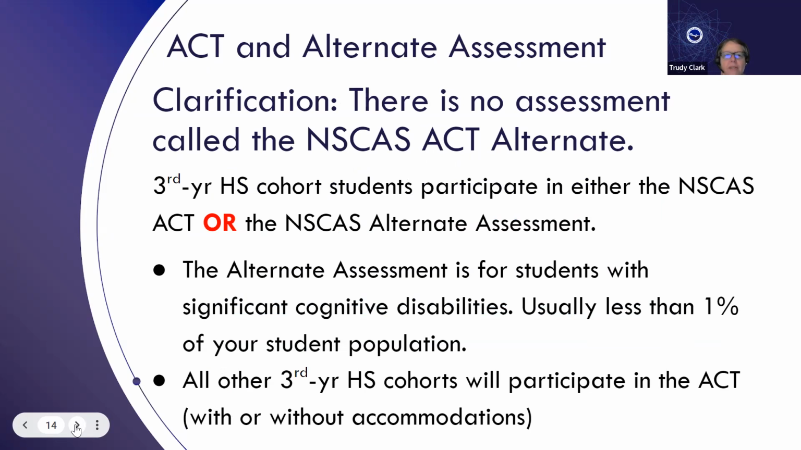Most of you know, but I'm just putting it out there, third-year high school cohort students participate in either the NSCAS ACT or the NSCAS alternate assessment. As you know, the alternate assessment is for students with significant cognitive disabilities. This is usually going to be less than 1% of your student population. All other third-year high school cohorts are participating in the ACT, whether they have accommodations or not. So just want to make sure that that is clear. There is no NSCAS ACT alternate. Okay.